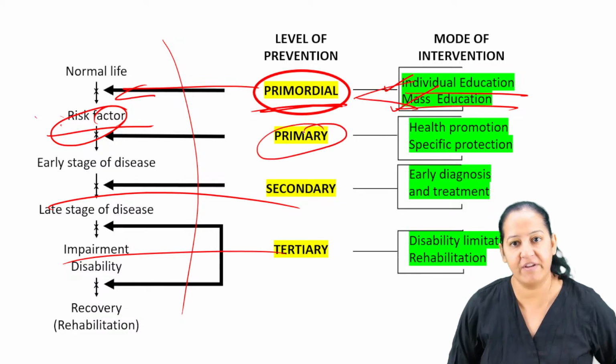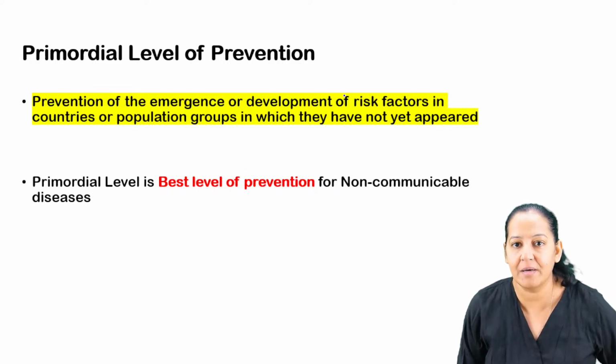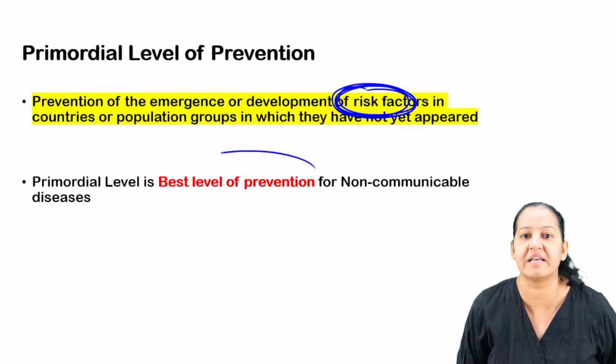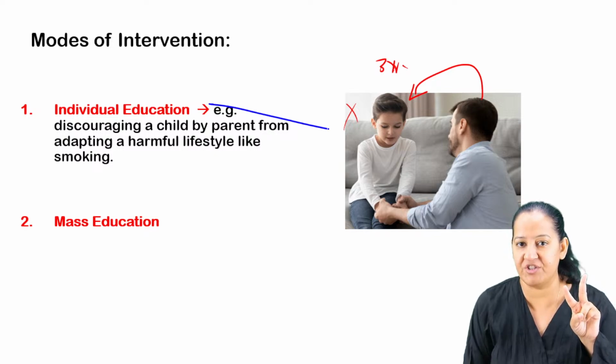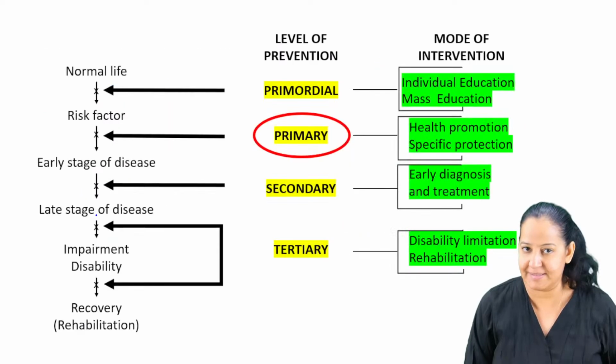For primary, we are done with primordial. So what is primordial? Here the action is taken before the development of risk factors. This is the best level of prevention. Two modes of intervention, individual and mass. In individual, 1-to-1 counseling, and mass education.